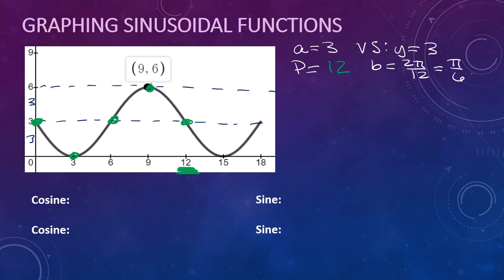And yes, I know that's a little bit weird to have your b value have the pi in it, but remember, pi over 6, you could put that in the calculator and get a number. It's just the number of cycles. How frequently does this occur between 0 and 2 pi?